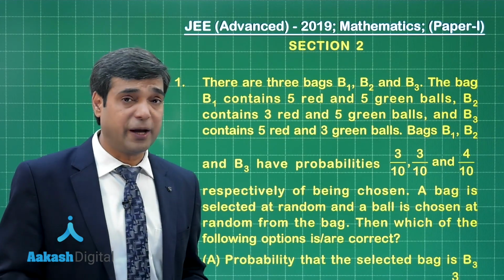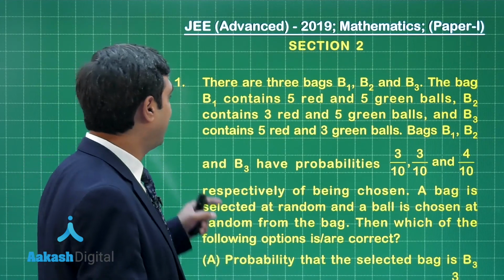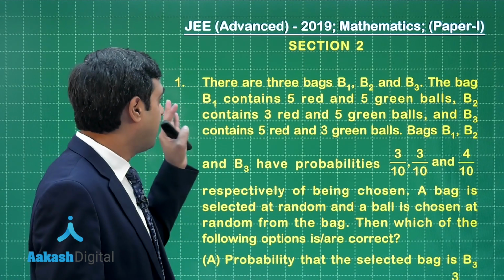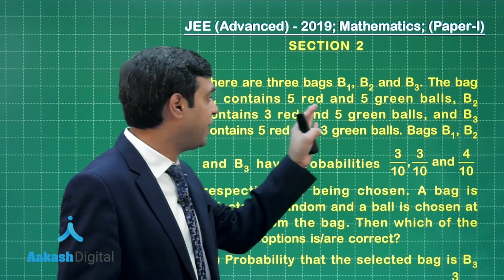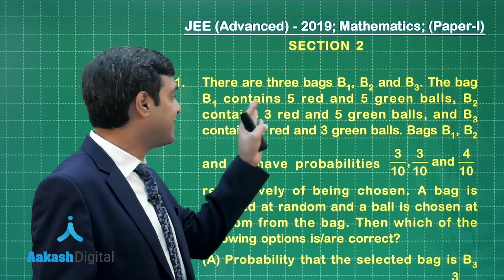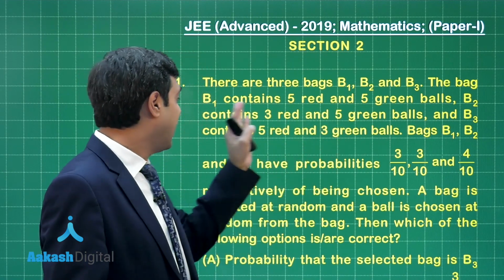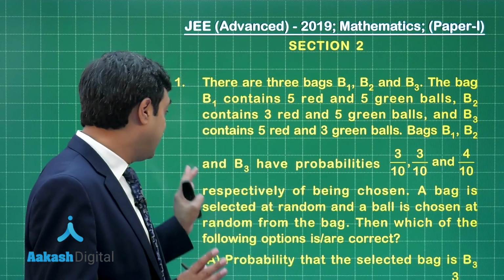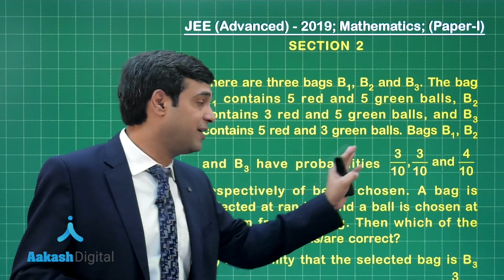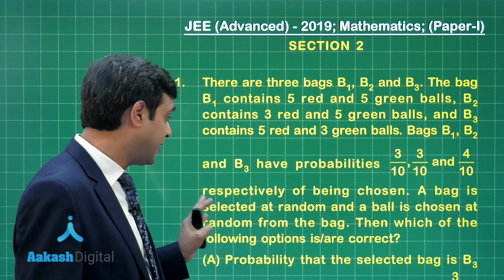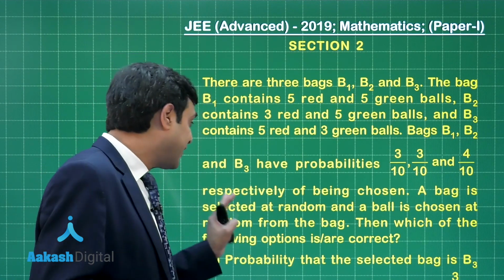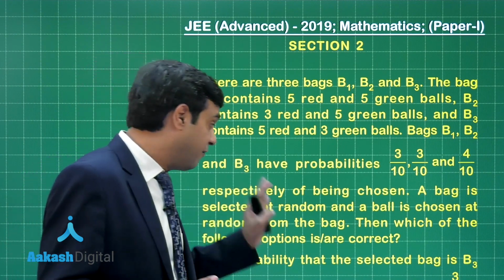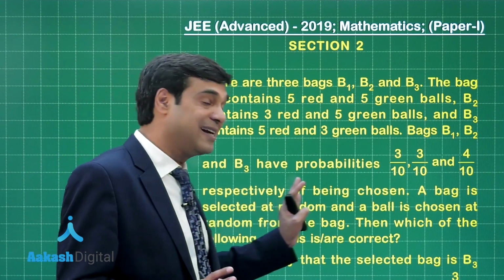So it's time to take up the second section of paper 1 of mathematics. There are 3 bags B1, B2 and B3. The bag B1 contains 5 red, 5 green, B2 contains 3 red, 5 green and B3 contains 5 red, 3 green. Now bags B1, B2, B3 have probabilities of being selected, and a bag is selected at random, then a ball is chosen at random from that bag. Then which of the following options are correct?